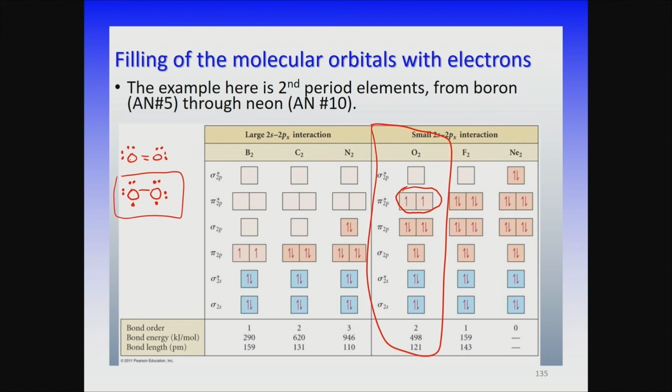Obviously this isn't the best Lewis structure, but it reminds us that the oxygen molecule has two orbitals with unpaired electrons, which causes it to be paramagnetic.